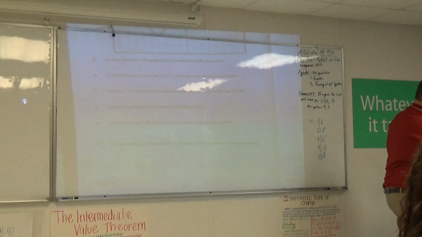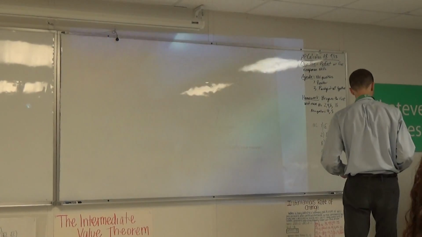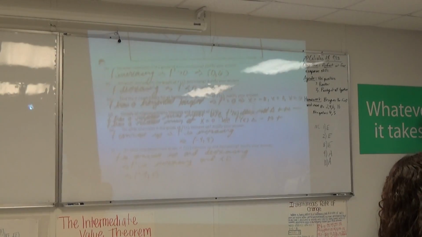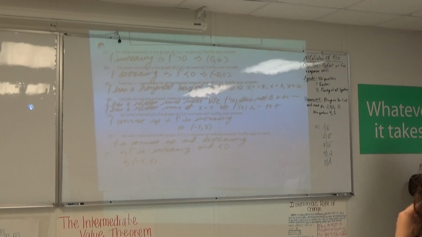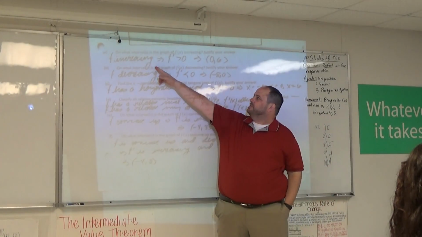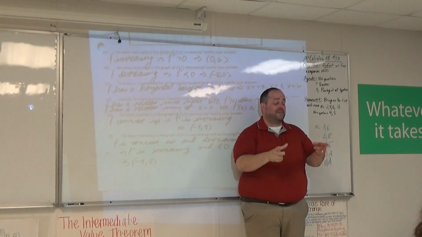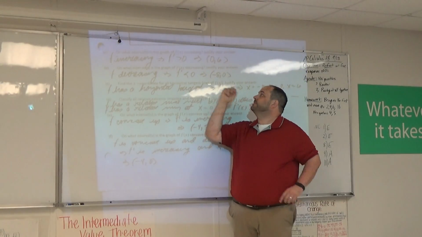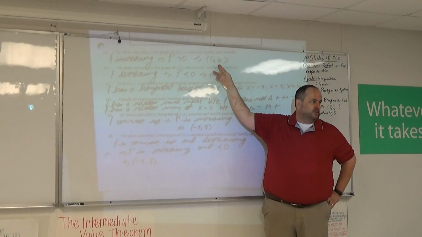All right, let's take a look at A through F, and then we're going to do the last couple together. A, we already talked about this. F is increasing. That means F prime is positive. I have to see that connection. That connection is your justification. And then we're going to say on the interval 0 to 6.